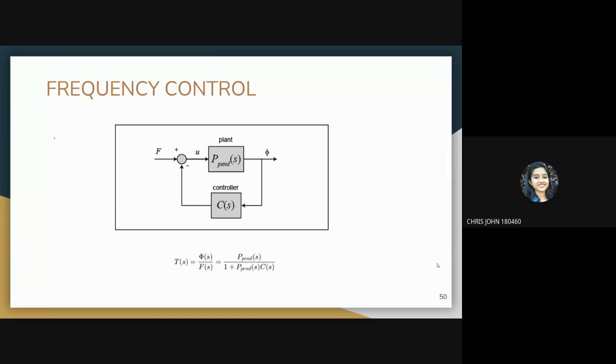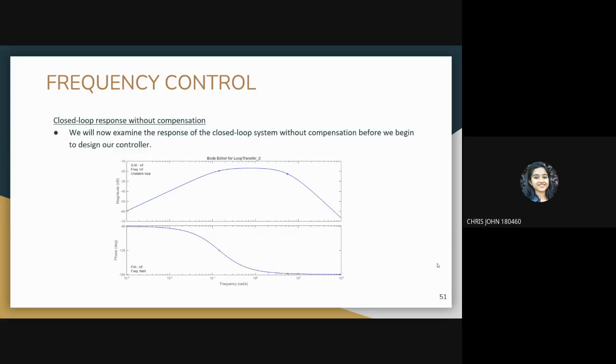Now we will draw the schematic of this problem as depicted here. The input is force F, the output is pendulum angle phi, and the transfer function of this closed loop system is given below. Now we will consider two different methods, that is closed loop response without compensation and with compensation. First of all, we'll see closed loop response without compensation.